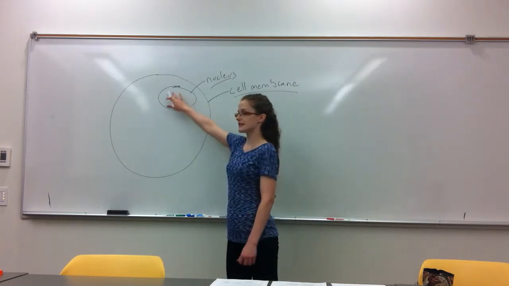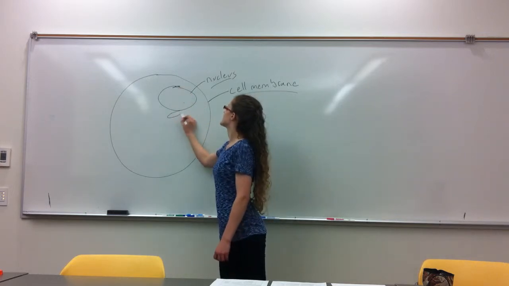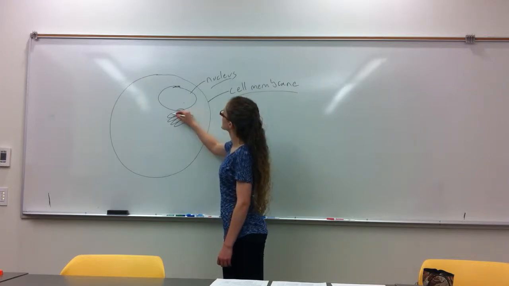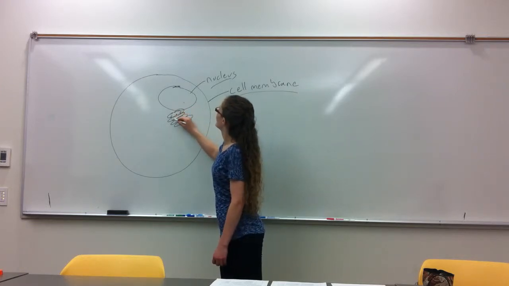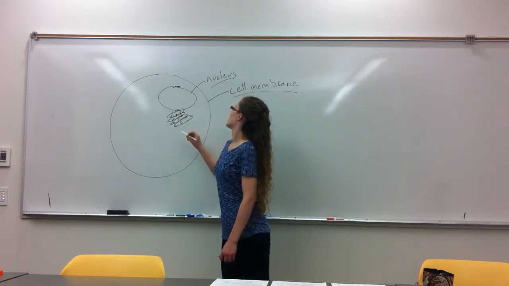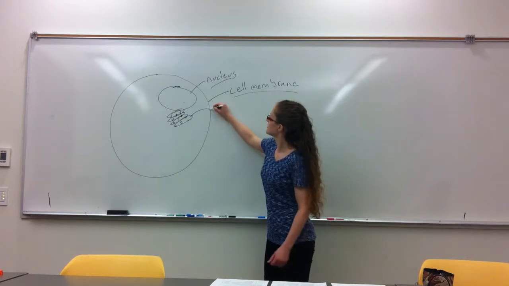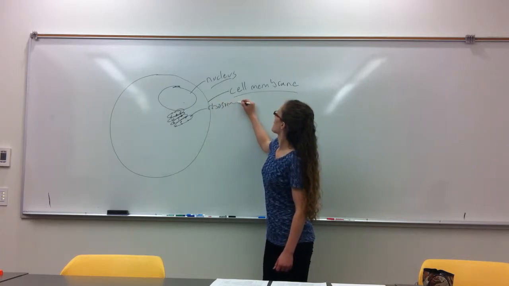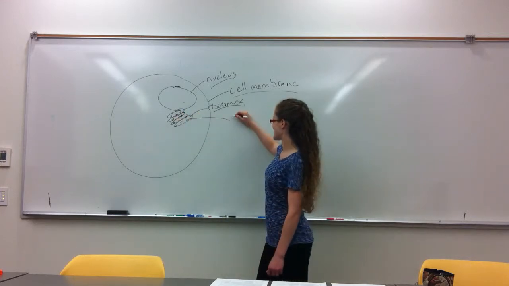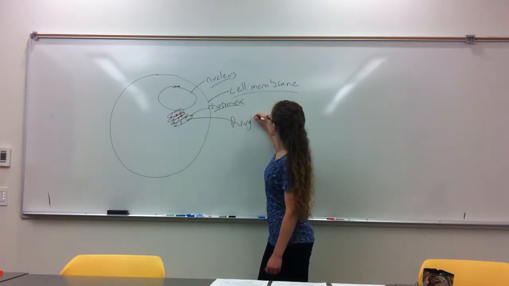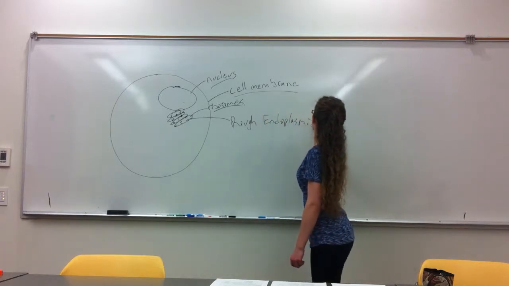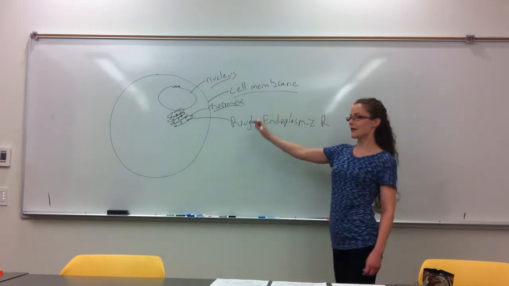There are a few structures that you'll see around the nucleus. You're going to see a stacked, folded structure like this, and it has these little embedded proteins called ribosomes. This is the rough endoplasmic reticulum.